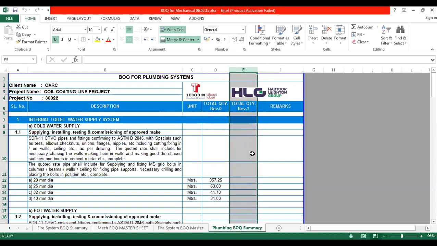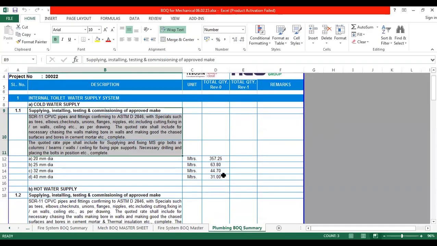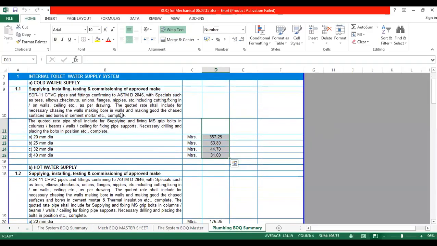Some variation will come, meaning after that they will raise the quantity. Here we will not put any rate, only quantity. All the specification we will put here: size, pipe specification, and the running meter, how much running meter is coming. Like that only we will put.